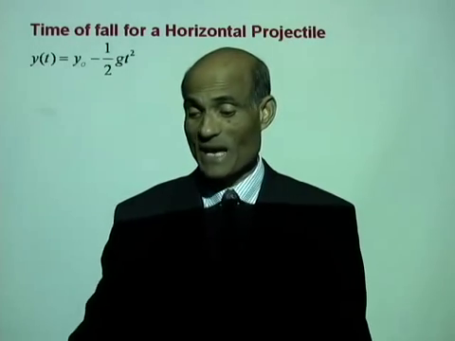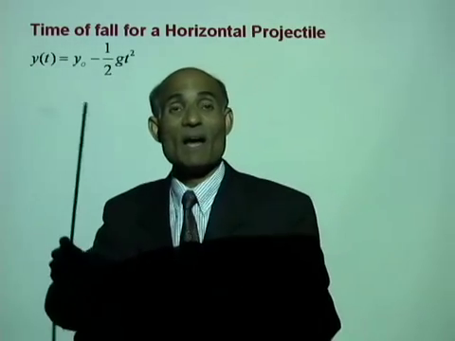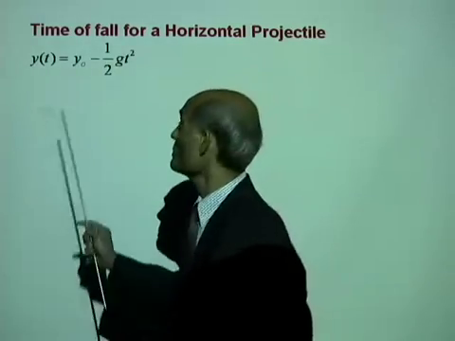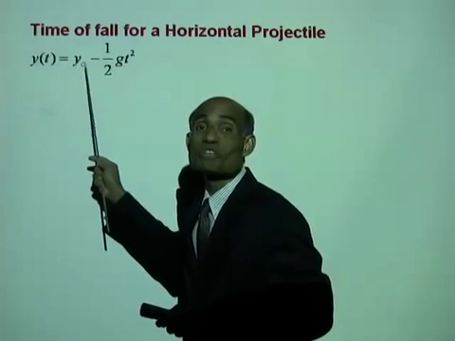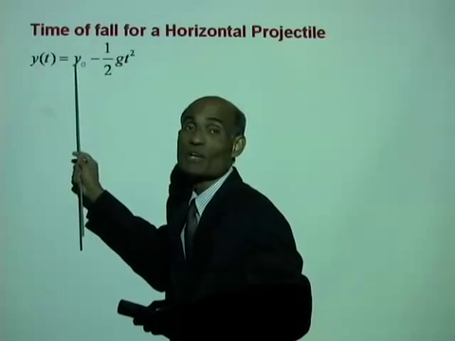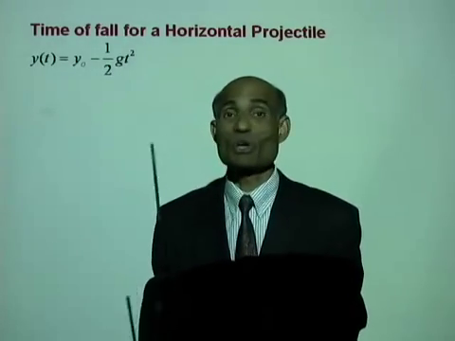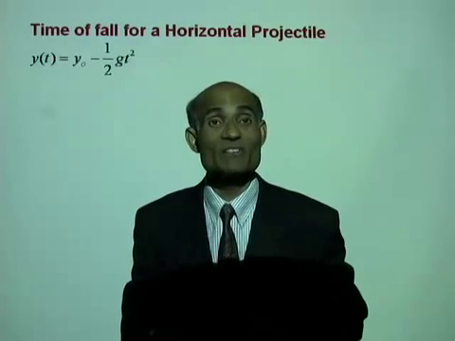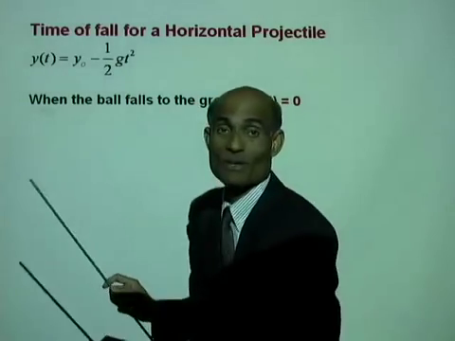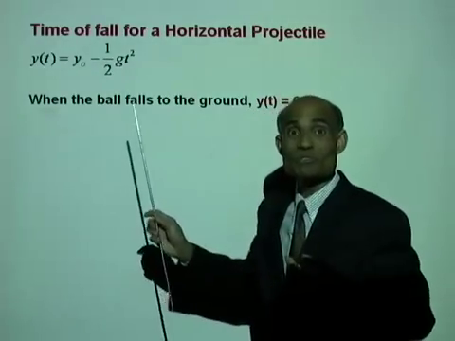We will now obtain an equation for the time of fall of a horizontal projectile. How much time did the projectile take to fall to the ground? Now we will start with its y position function. How does the y position change? y of t equal to y0 minus 1/2 g t squared, because the initial y velocity is 0. Alright? Now when the ball falls to the ground, what is the y value? When the ball falls to the ground, the y value will be 0.